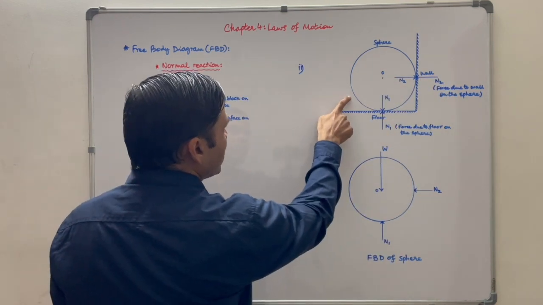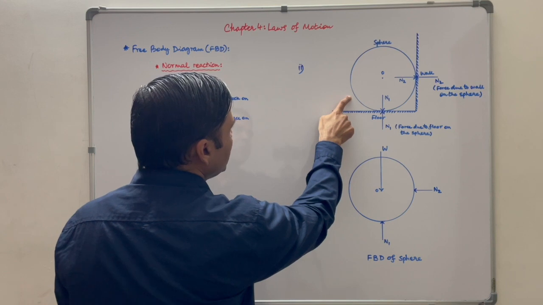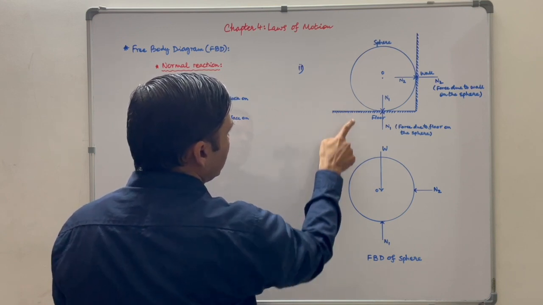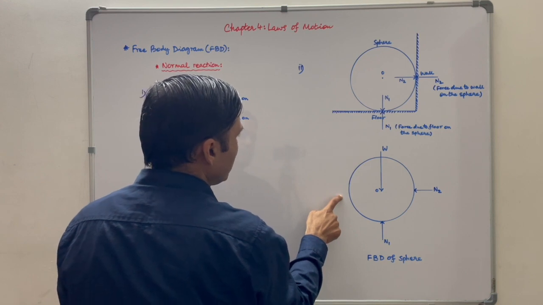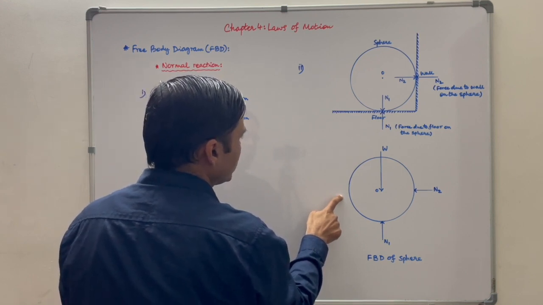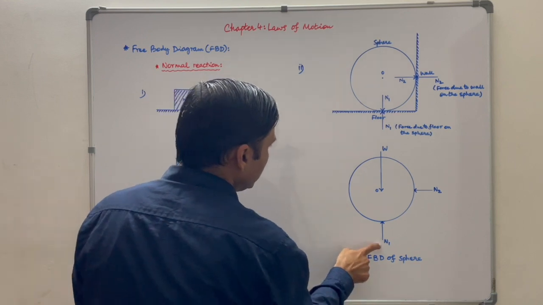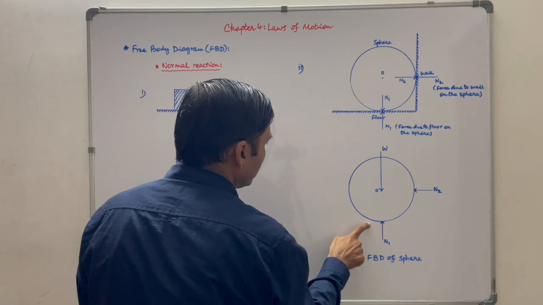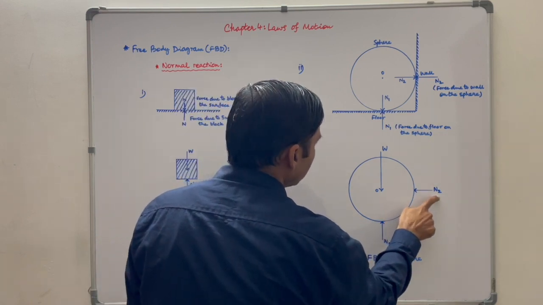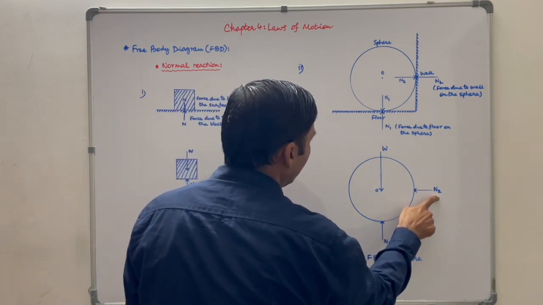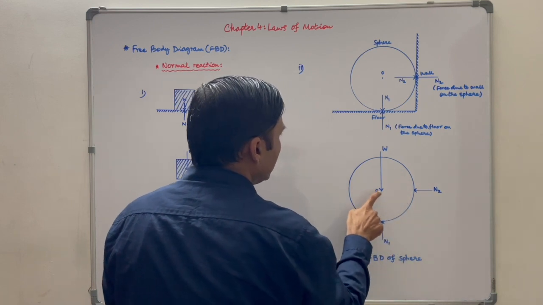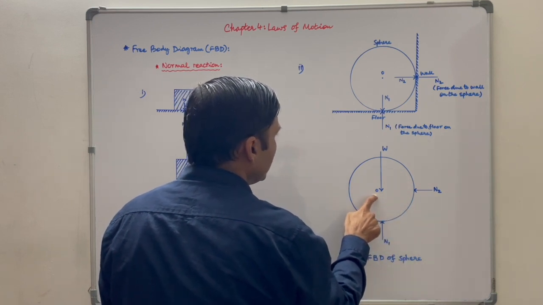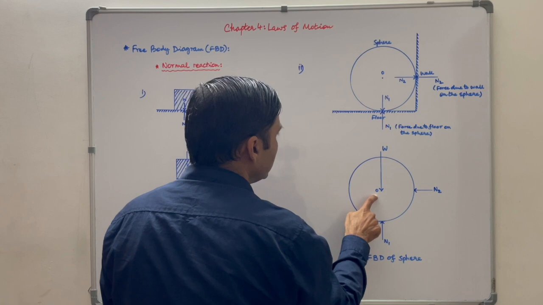To draw the free body diagram of this sphere, we need to isolate this sphere from the rest of the system and draw it in its original shape and orientation. Next, we need to show various forces acting on it. N1 is the normal reaction that is applied by the floor on the sphere. N2 is the normal reaction that is applied by the wall on this sphere. W is weight of this sphere that works at its geometrical center.